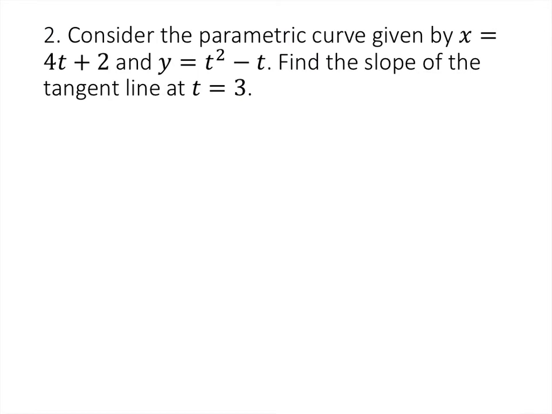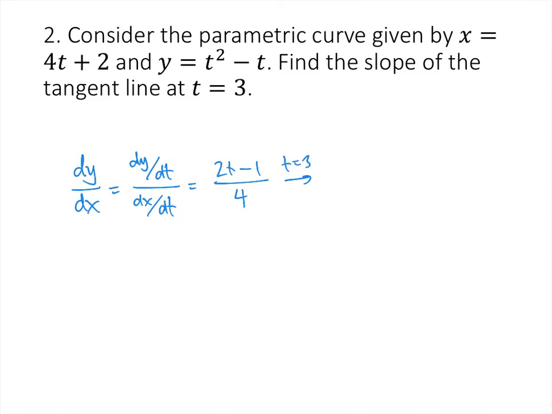For this next one, we've got a parametric curve, and we want to find the slope of the tangent line. For this one, we have to remember the formula that dy/dx, the slope of the tangent line, is dy/dt, in other words y prime, divided by dx/dt. So this is going to be the derivative of y, which is 2t minus 1, divided by the derivative of x, which is 4. We plug in t equals 3. That gives us 2 times 3 minus 1 divided by 4. That's 5/4.